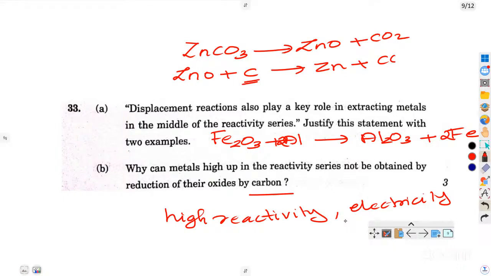Because they are at the top of the reactivity series and they are not found in free state. Yeah. So we need electricity. Strong force of attraction in ionic bonding, maybe in a compound like sodium chloride, the ionic bonding is present. So strong force of attraction. Multiple points we will get from here.